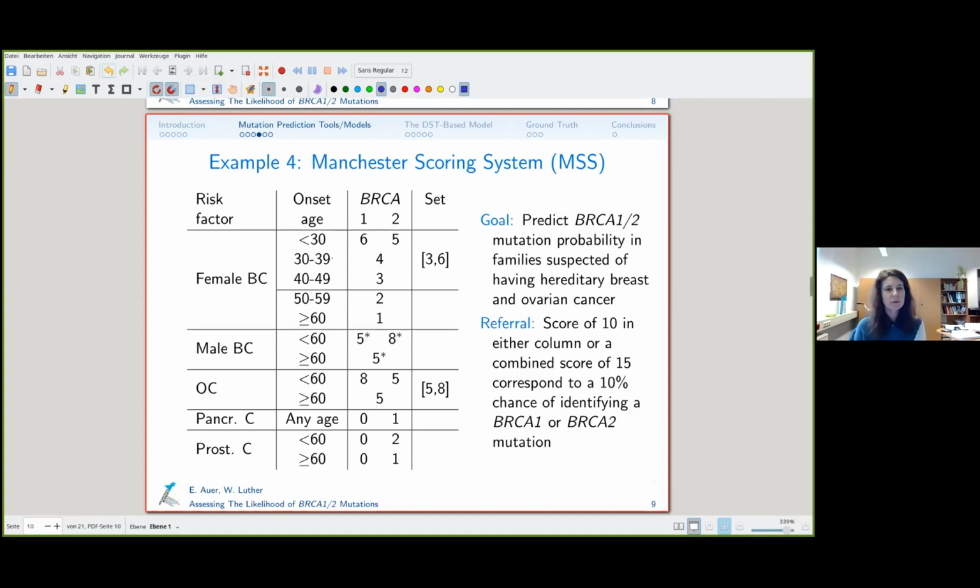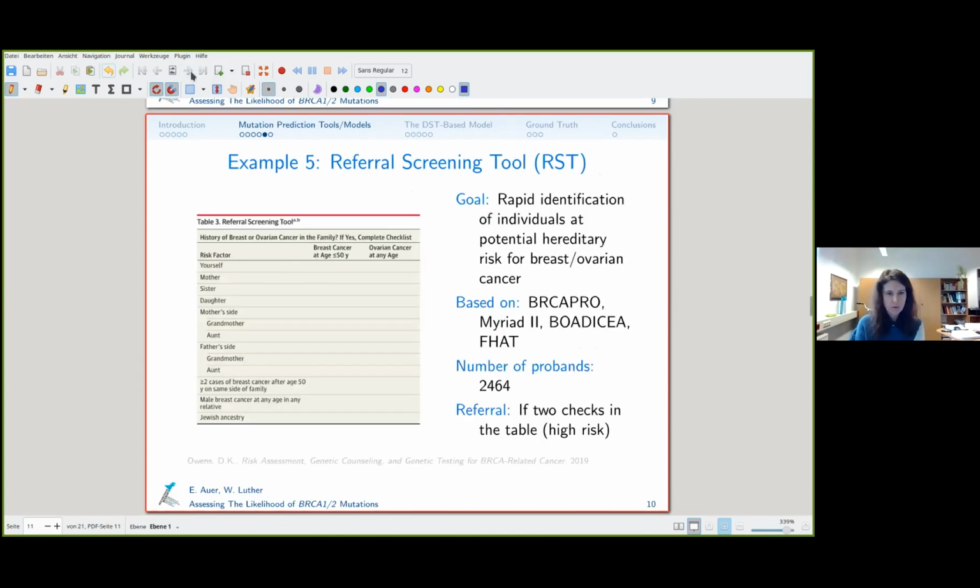Another example from England is the Manchester scoring system. It is similar to the family history assessment tool, but they predict BRCA1 or 2 mutation probability, and they also differentiate between BRCA1 and BRCA2. We are also referred for genetic counseling if our score is more than 10. Also here we can obtain sets for the scores.